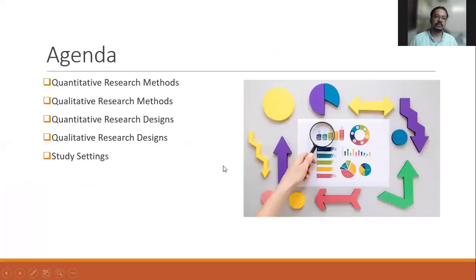So the agenda for today's presentation is we will discuss the quantitative research methods, the qualitative research methods, quantitative research design, qualitative research design and study settings.